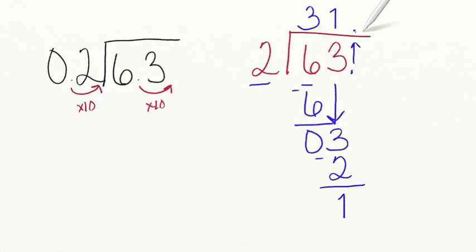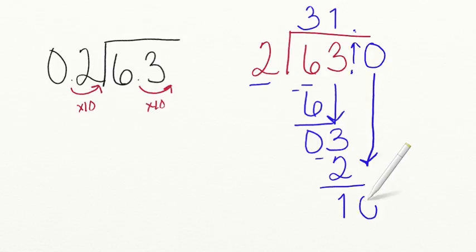But we're working with decimals. We don't want a remainder. So now we're going to place a 0 in our tenths place and bring down our next digit. 2 can go into 10 5 whole times.